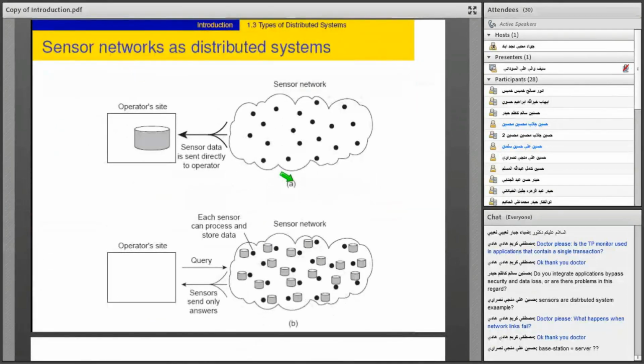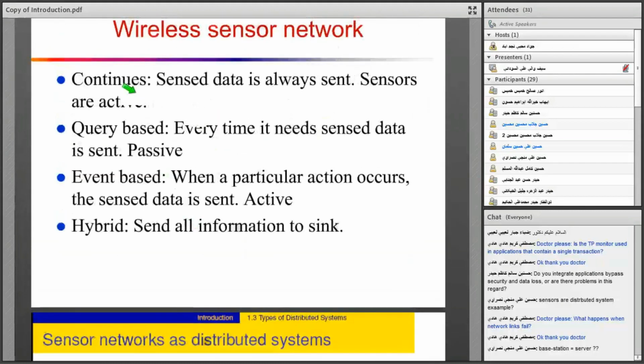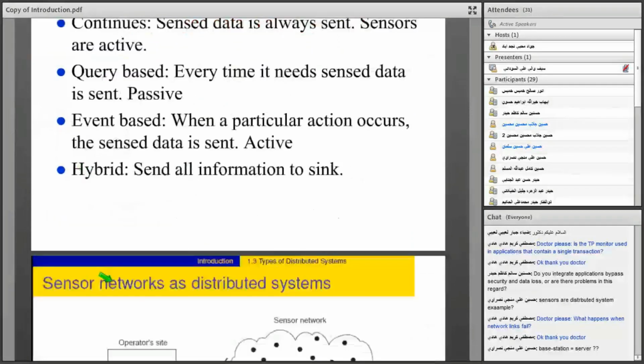In figure A, you can see the sensors do not have storage. So the sensors cannot store the data. The sensors can send the data continuously or event based.